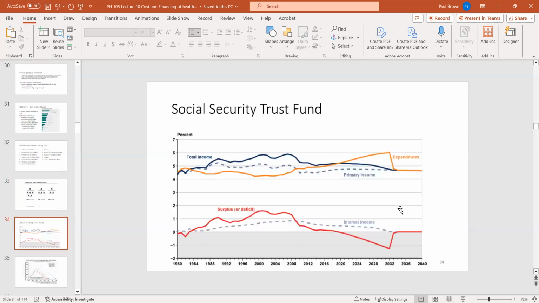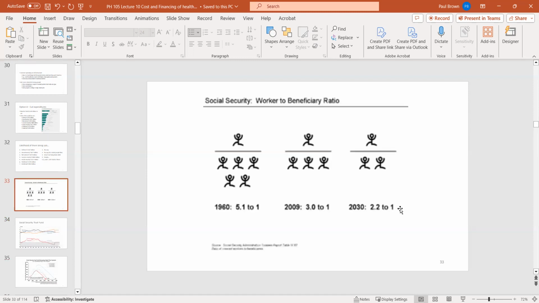So what that means then is that you can look at this and think, uh-oh, there's a big problem, right? Because the number of workers is going down. The number of people who are retiring is going to be going up because they live longer. And so therefore, that's a problem.